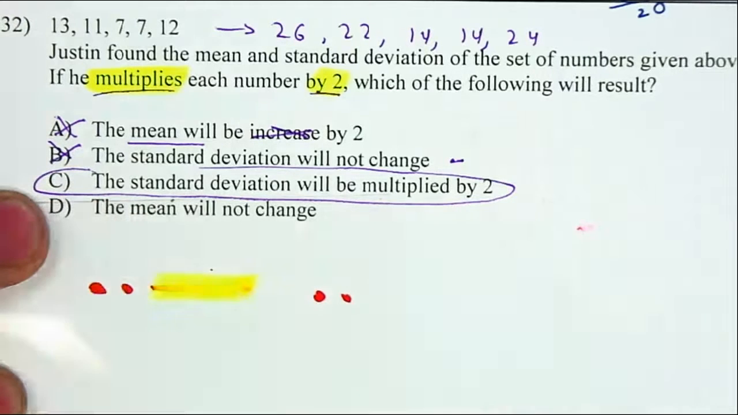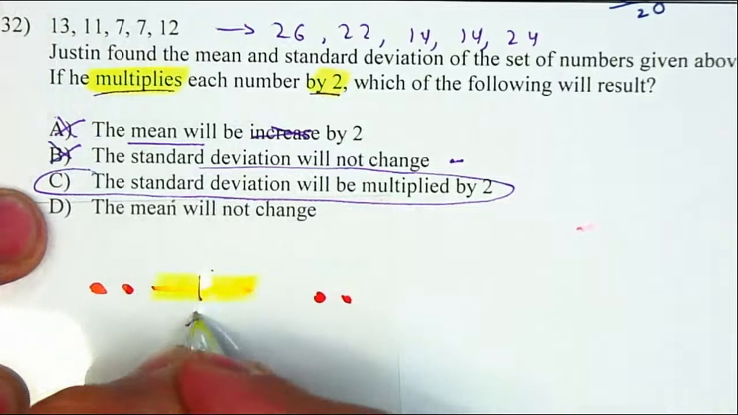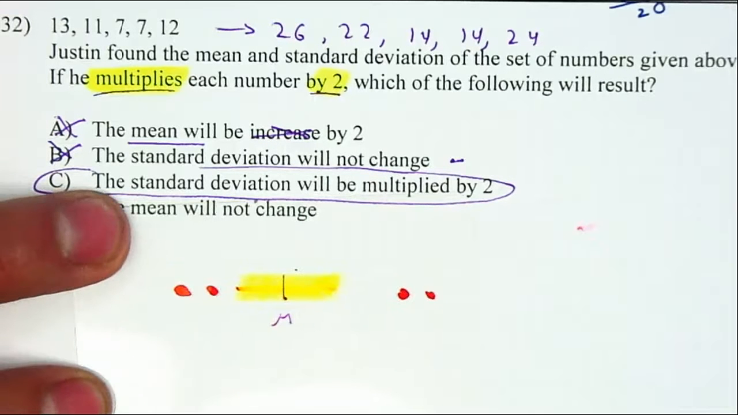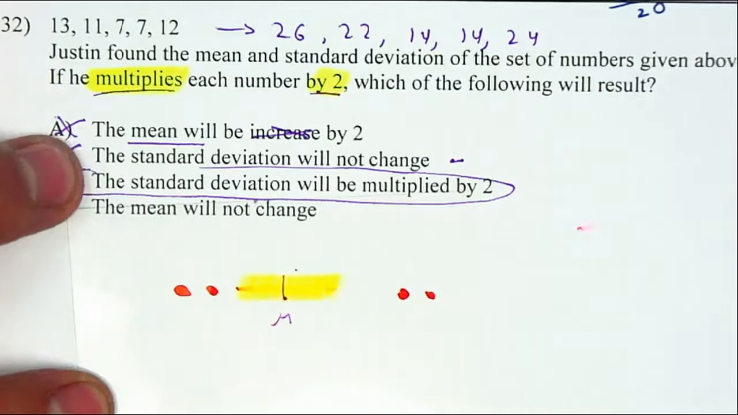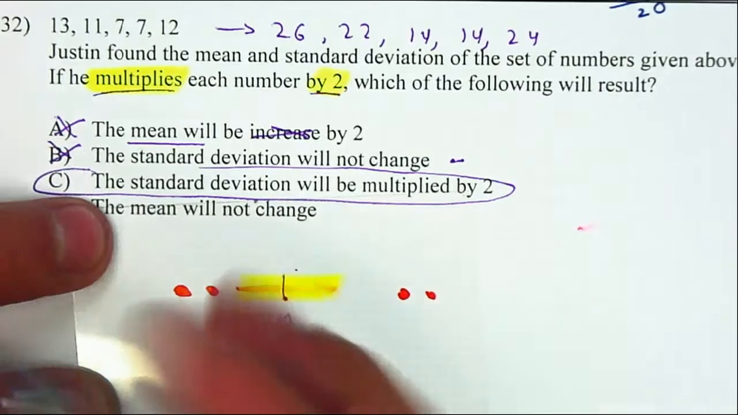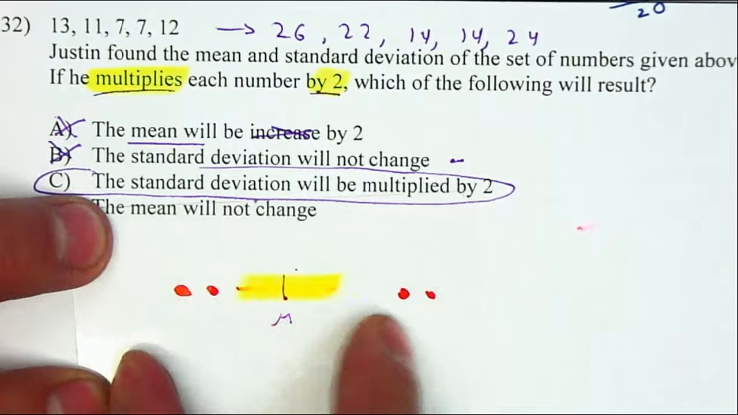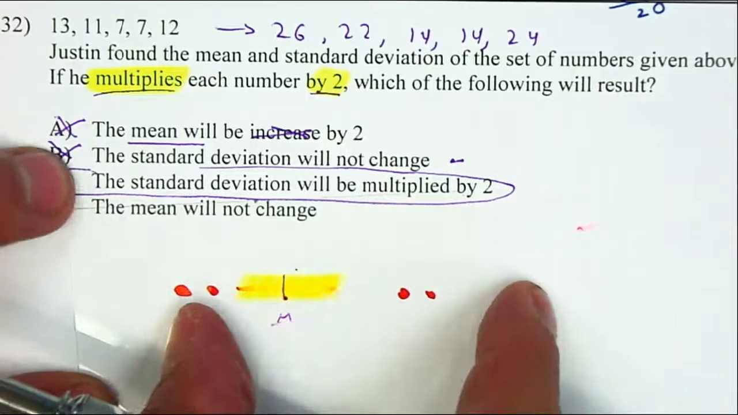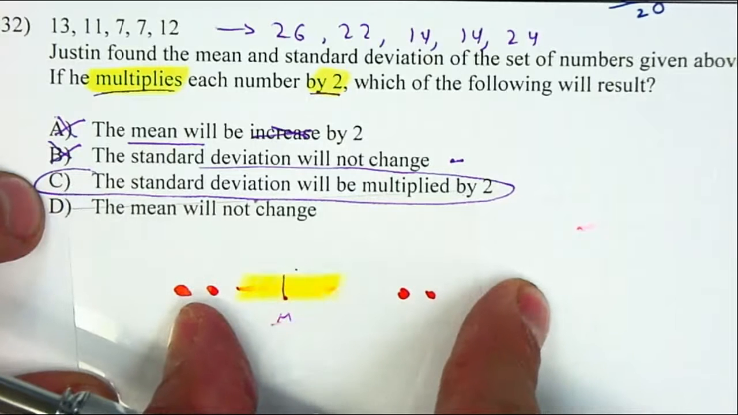So let's assume that this is your average, your mean, and that's your standard deviation. If you add, your points will just be shifted. It will not be spread out any more than what it was before. Then your answer will be B. But whenever you multiply, your data expands. It gets multiplied, it expands. So therefore your standard deviation will also be expanded.